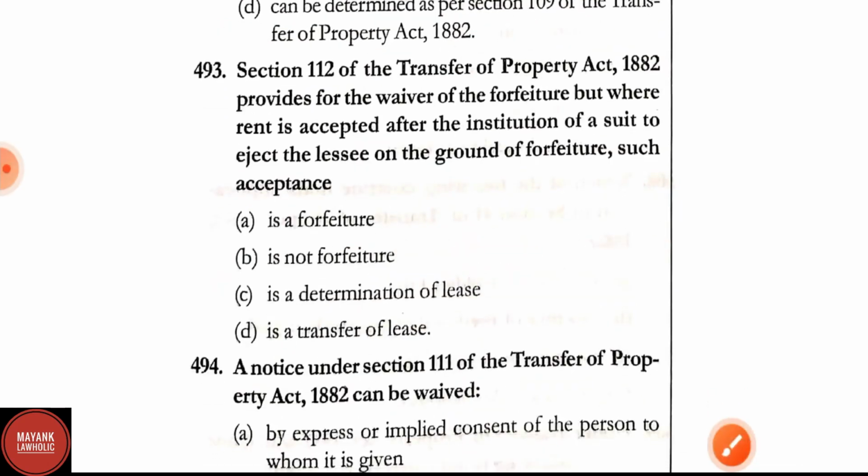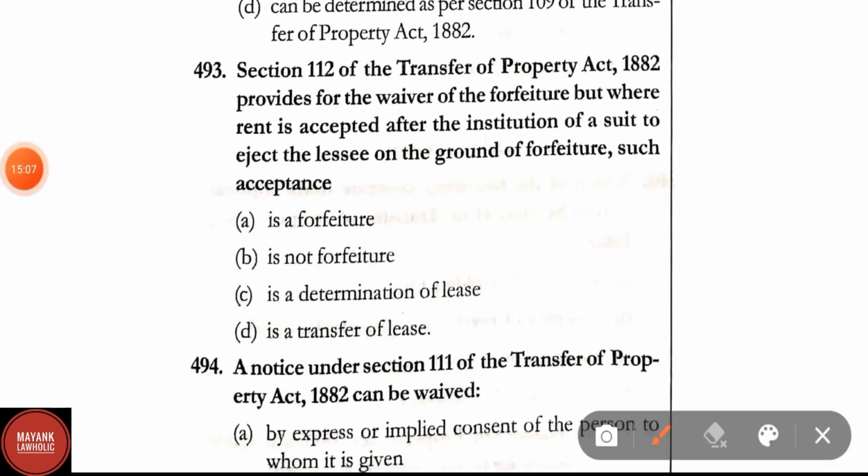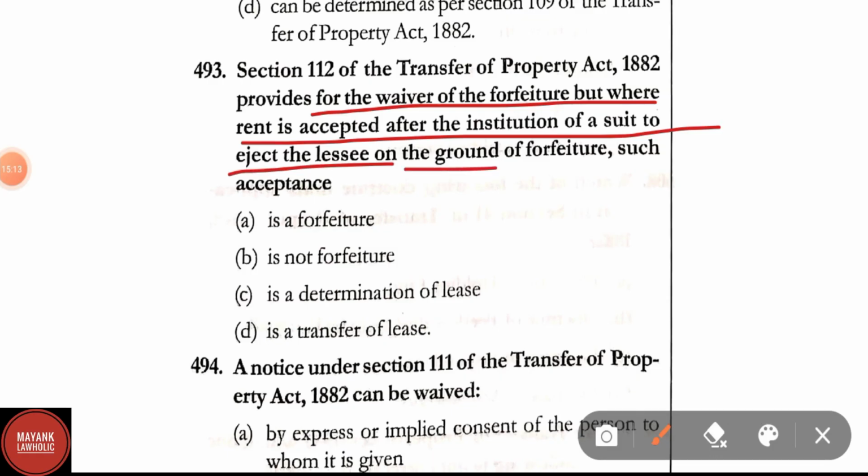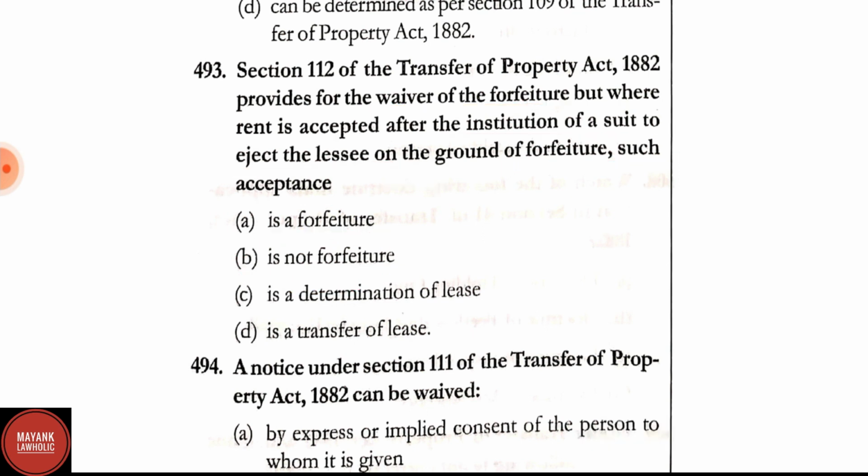Question number 493. Section 112 of the Transfer of Property Act provides for the waiver of forfeiture, but where rent is accepted after the institution of a suit to eject the lessee on the ground of forfeiture, such acceptance is forfeiture, is not forfeiture, is a determination of lease, is a transfer of lease. Here correct answer is option B, that is not forfeiture.